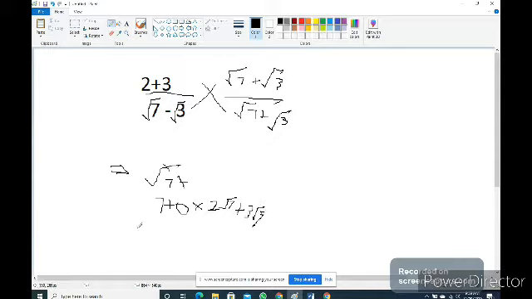The solution we get is going to be 14 root 7 squared, which will be 14 into 7, plus 3 root 5, where we get the solution as 98 plus 3 root 5.